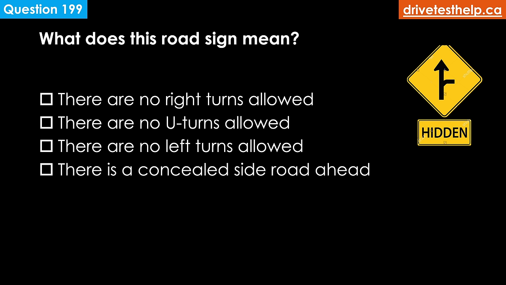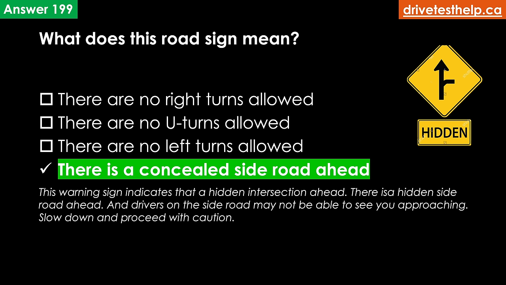What does this road sign mean? There are no right turns allowed. There are no U-turns allowed. There are no left turns allowed. There is a concealed side road ahead. The correct answer: there is a concealed side road ahead. This warning sign indicates a hidden intersection ahead. There is a hidden side road ahead, and drivers on the side road may not be able to see you approaching. Slow down and proceed with caution.